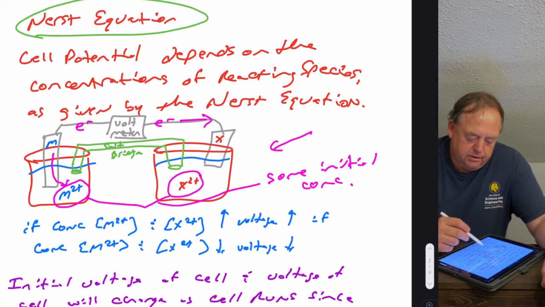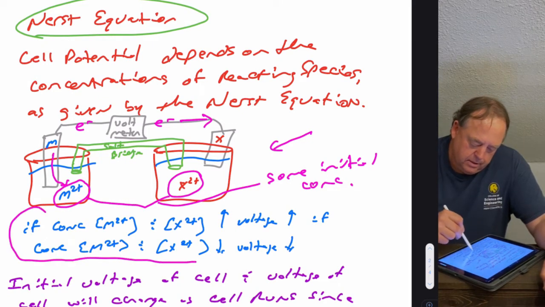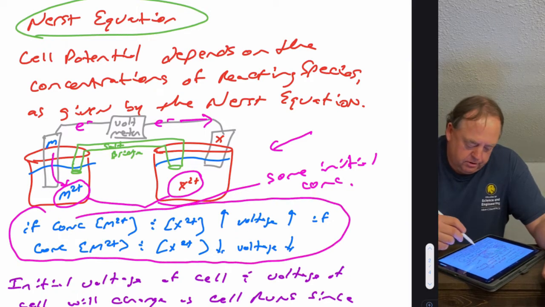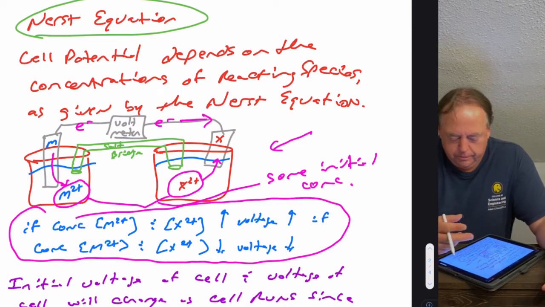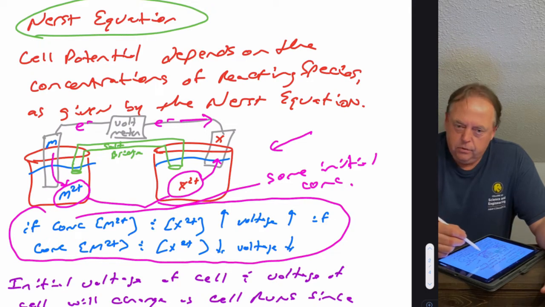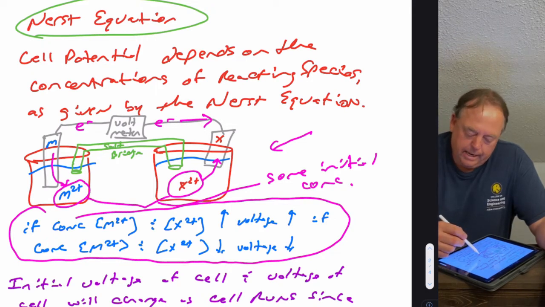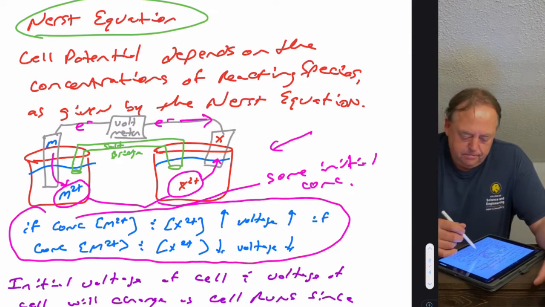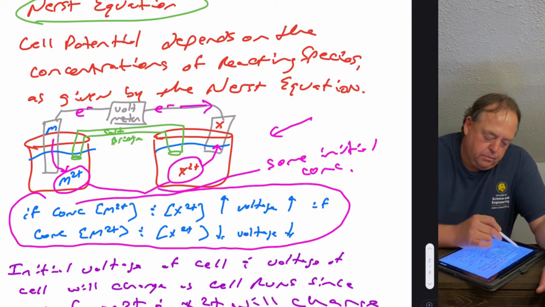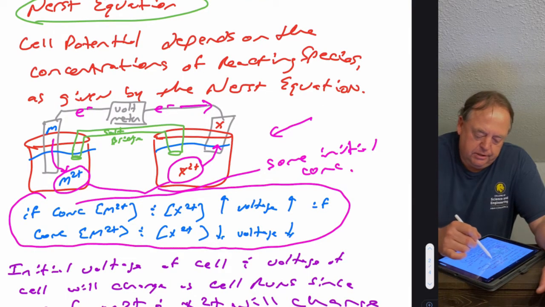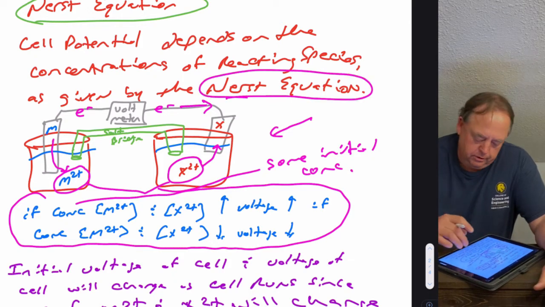But as this reaction proceeds, the concentration of M2 plus and the concentration of X2 plus is going to change, right? So M2 plus is going to go up, and X2 plus is going to go down, because if the reaction's working right to left, X2 plus would be picking up electrons and coming out as X0. But the point is, over time, their concentrations are going to change, and so how much is present in solution at any one time is going to affect what the voltage is. And so this relationship between the cell potential and the concentration of the reactant species leads to what's known as the Nernst equation.